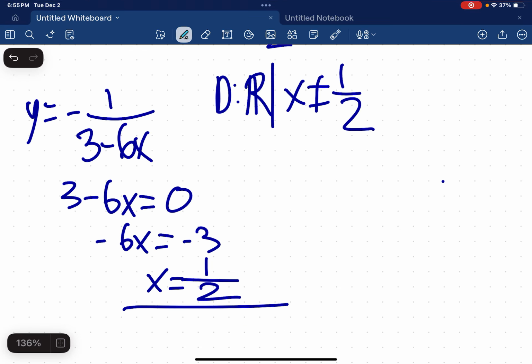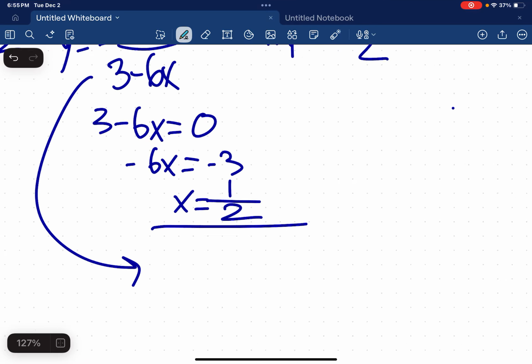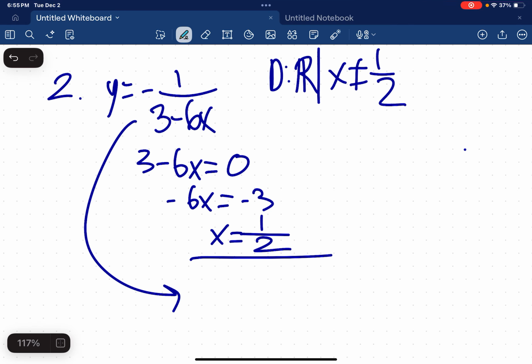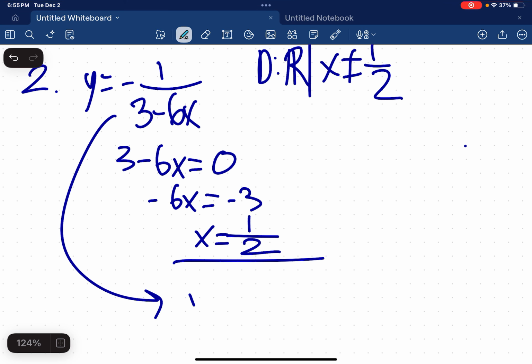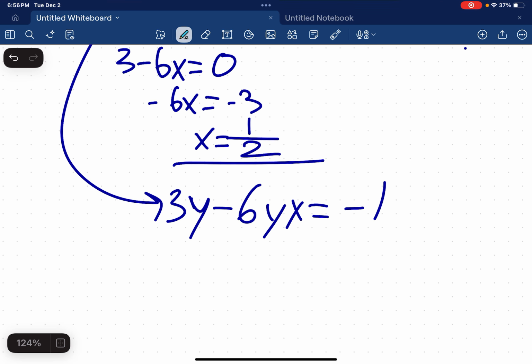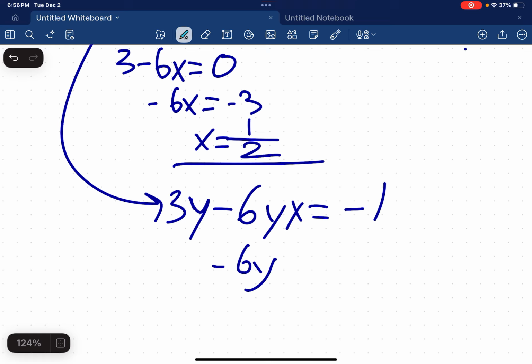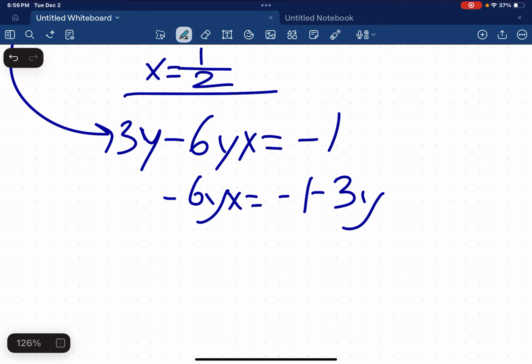And then to find, as we said, the horizontal asymptote, we're just gonna isolate x. So we'll multiply both sides by 3 minus 6x to get 3y minus 6yx is equal to negative 1. Then negative 6yx is equal to negative 1 minus 3y. Then dividing everything by negative 6y, we get x is equal to (1 plus 3y) over 6y.